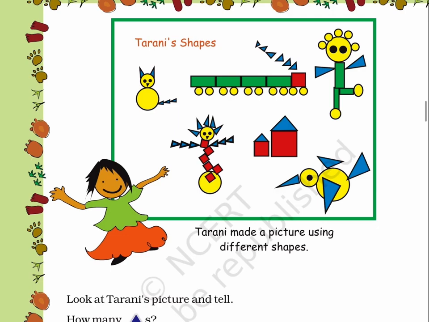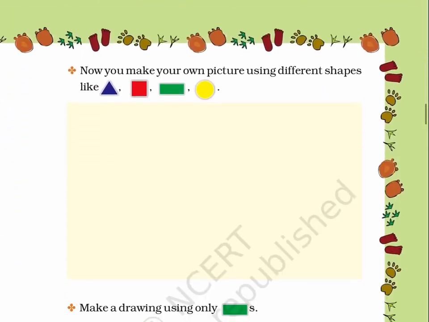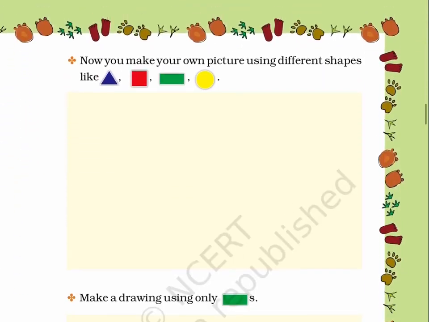Page 45. This page is divided into 2 parts. Let's begin reading this page. Now, you make your own picture using different shapes like triangle, square, rectangle and circle. Small pictures of triangle, square, rectangle and circle are given just above a big empty rectangular space for drawing. Make a drawing using only rectangles. Empty rectangular space is given for drawing.